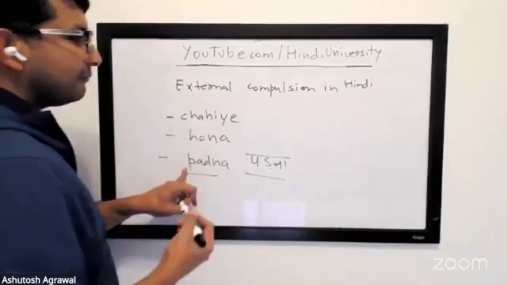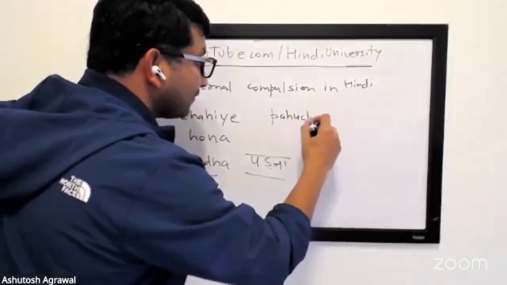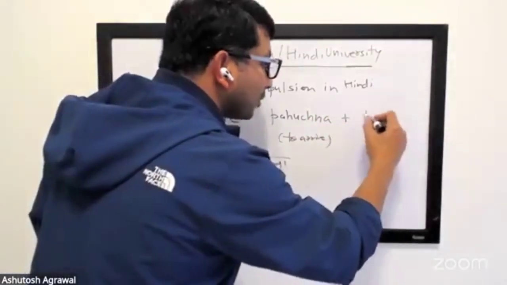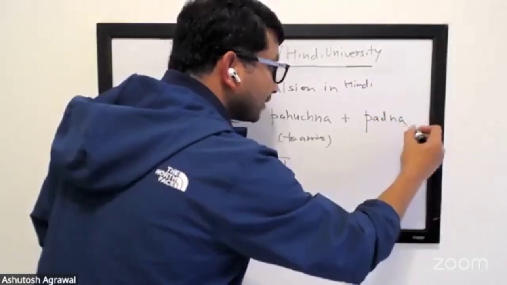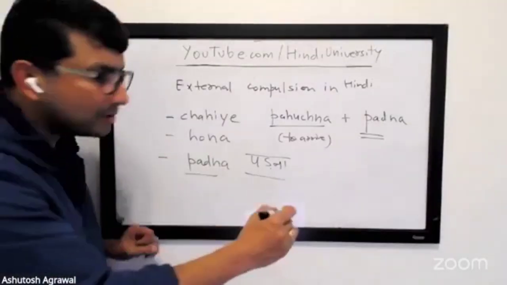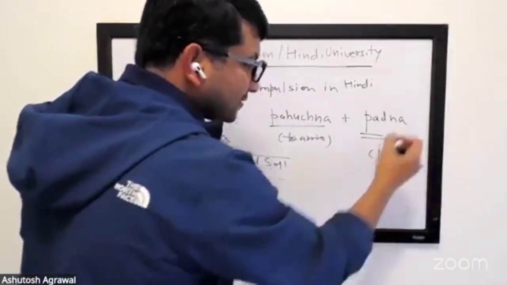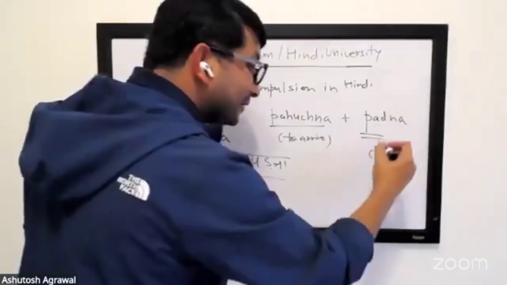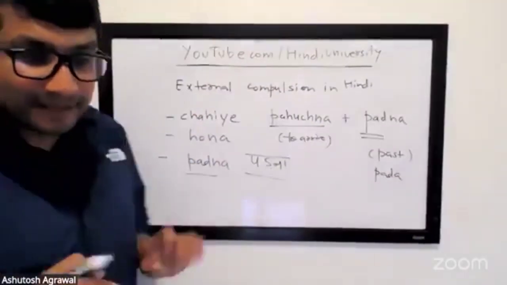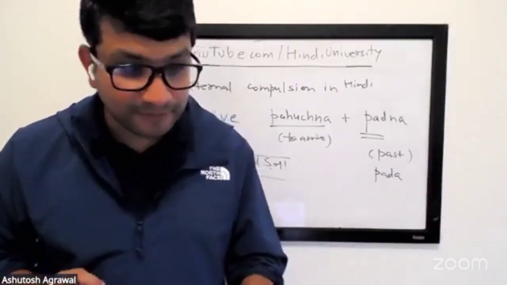But give any verb that is an infinitive form. Pahuchna, right? What is pahuchna? To arrive. Pahuchna pada. If you were to put what your mental model would be, it's an external compulsion. So you take this word, and let's say you had to arrive at a location. You will use this word in the past tense. Can you guess what will be the past form of padna? Very good, right? Pada. So if you said pahuchna pada, that's it. Had to arrive early, right? Or had to arrive. Okay.